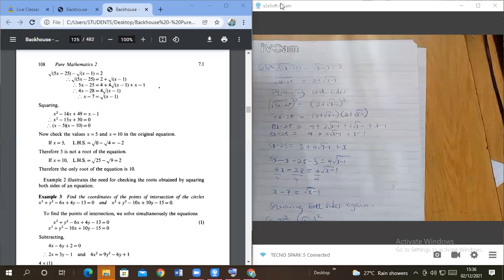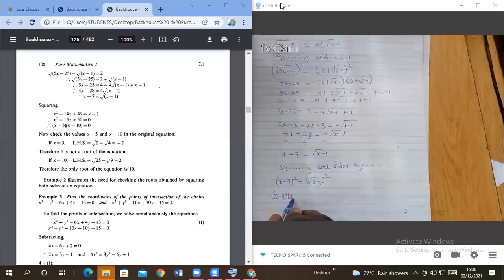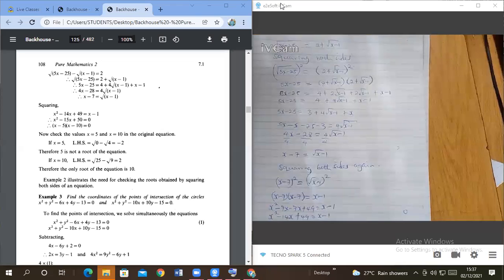Now, when you square this, you have x minus 7 multiplying by itself. When you square the root, you simply get x minus 1. So you expand this, giving us x squared minus 7x minus 7x plus 49 is equal to x minus 1. We have x squared minus 14x plus 49 equals x minus 1. Now bring this to the other side. We have x squared minus 15x plus 50 is equal to 0.